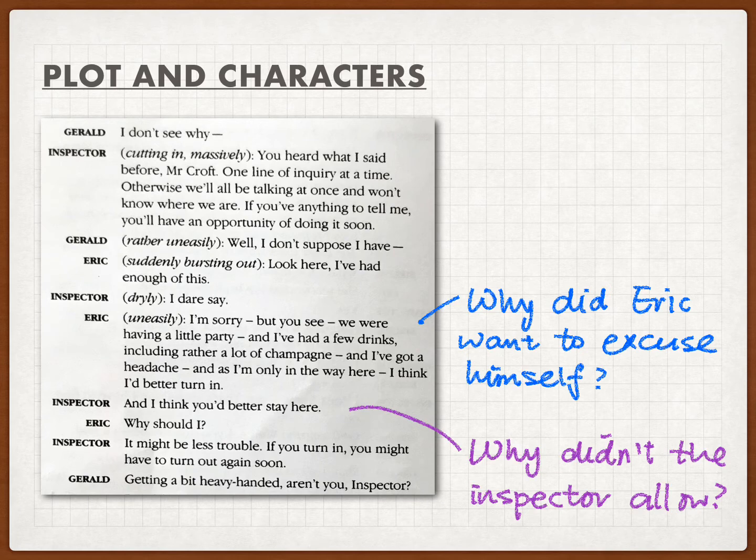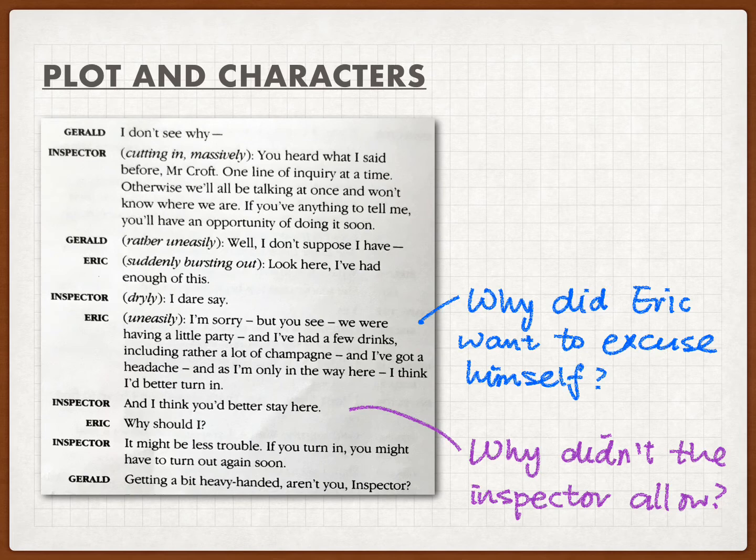At the same time, Eric felt really uncomfortable as well, saying that he had had enough of all this chaotic situation. He explained that he had a few drinks, and he had a headache, and he wanted to go to bed earlier. But the inspector asked him to stay. Why do you think Eric wanted to excuse himself? Is it really because he had a headache? Or was he worried that he would get involved as well?